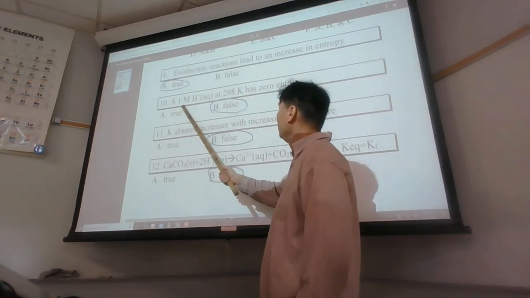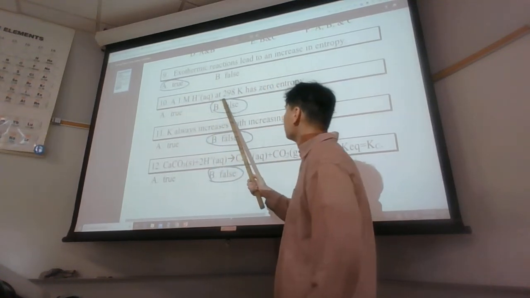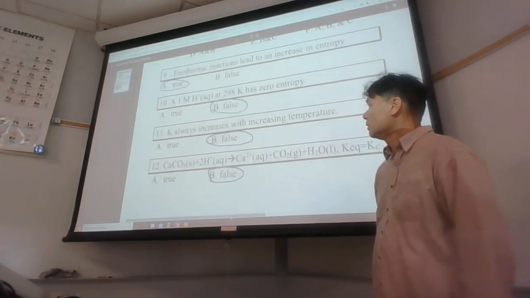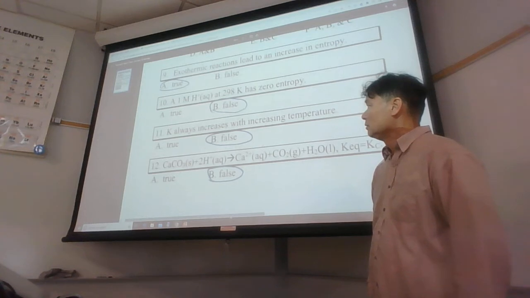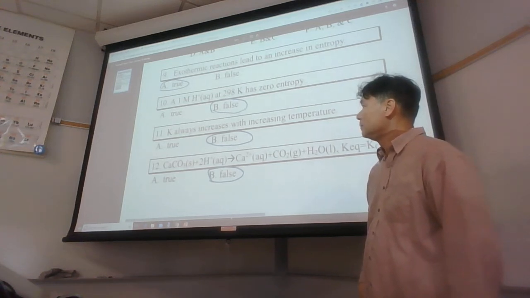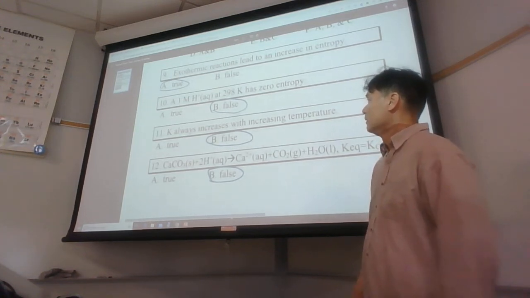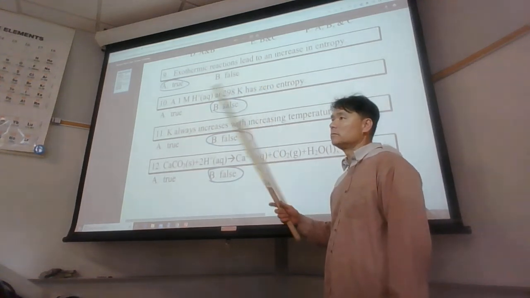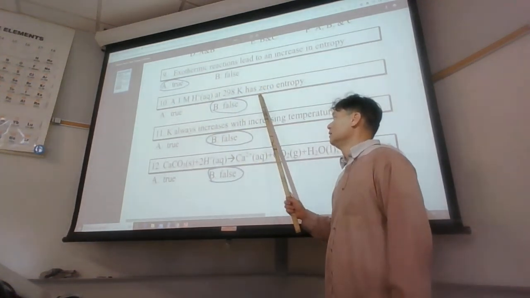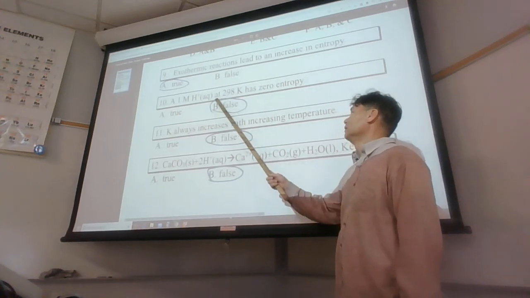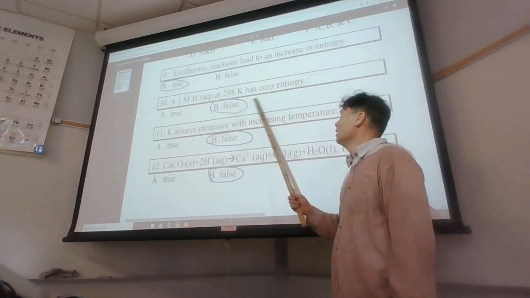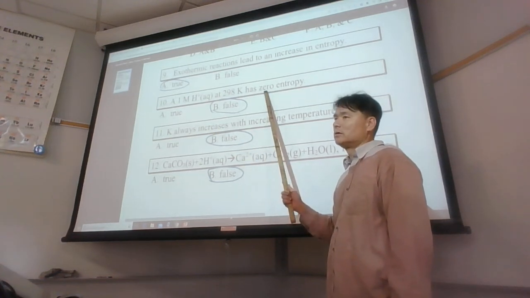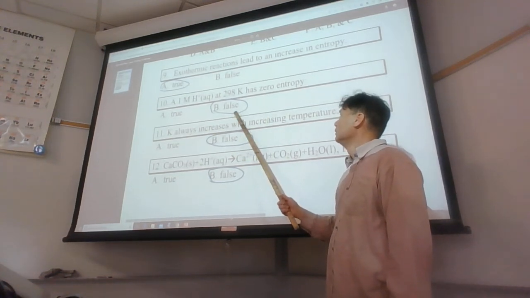10. A 1 molar H plus aqueous at 298 Kelvin has 0 entropy. Well, this is true and false. It depends on what people stated, because this is tricky. In the book it is 0, but when you think about entropy, in the third law, H plus 1 molar is not going to have 0 entropy. So this is false.